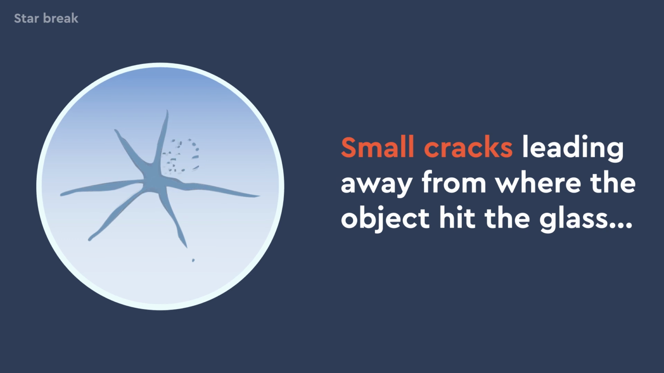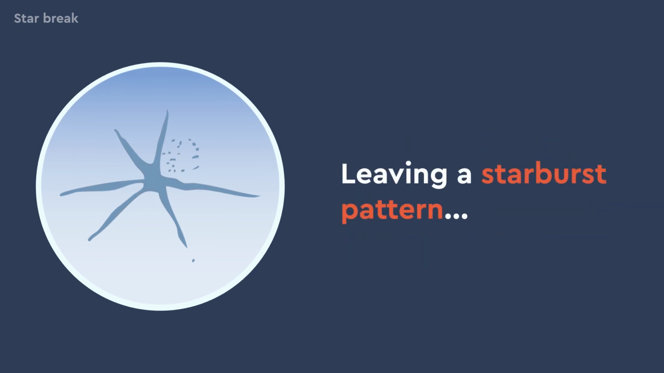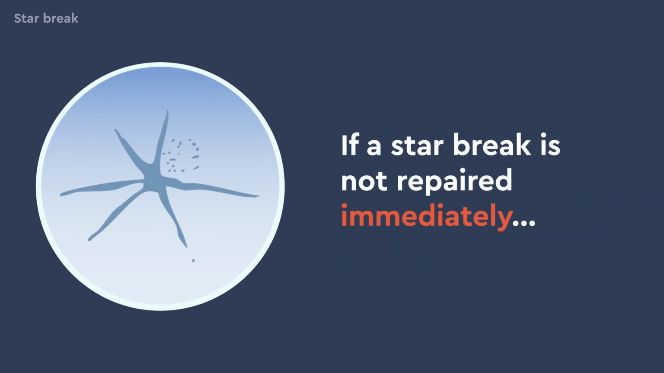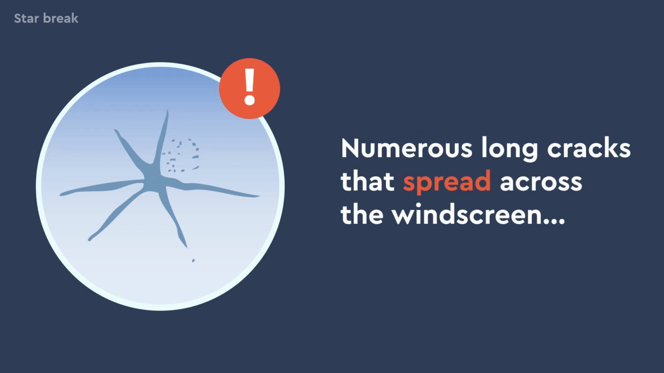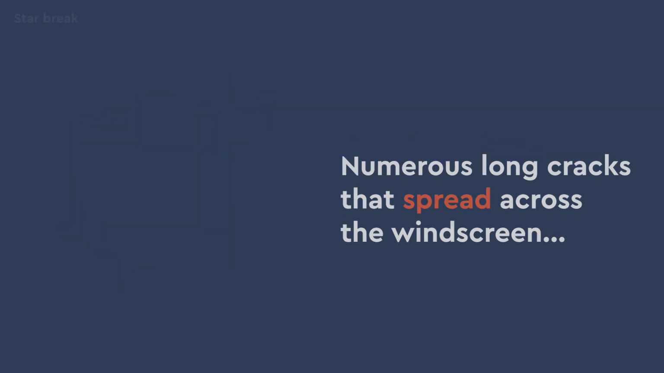Star breaks are small cracks leading away from where the object hit the glass, leaving a starburst pattern. If a star break is not repaired immediately, it can cause numerous long cracks that spread across the windscreen.